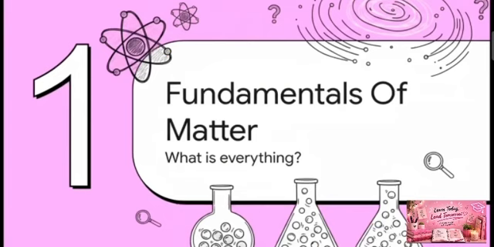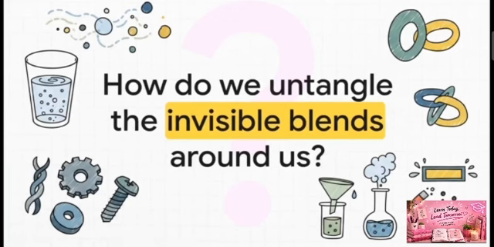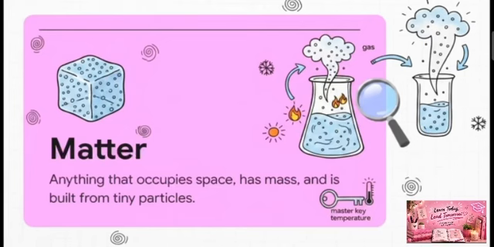All right, Section 1, the fundamentals of matter. What exactly is everything? I want you to take a second and just look at the objects around you right now. Maybe it's a glass of water on your desk, the metal of your laptop, or honestly, just the air you're breathing. Almost everything you're interacting with isn't just one pure thing. It's a blend, a complex and very often completely invisible blend of different components. So the big question is, how do we untangle them? Well, to answer that, we've got to start with the basics.